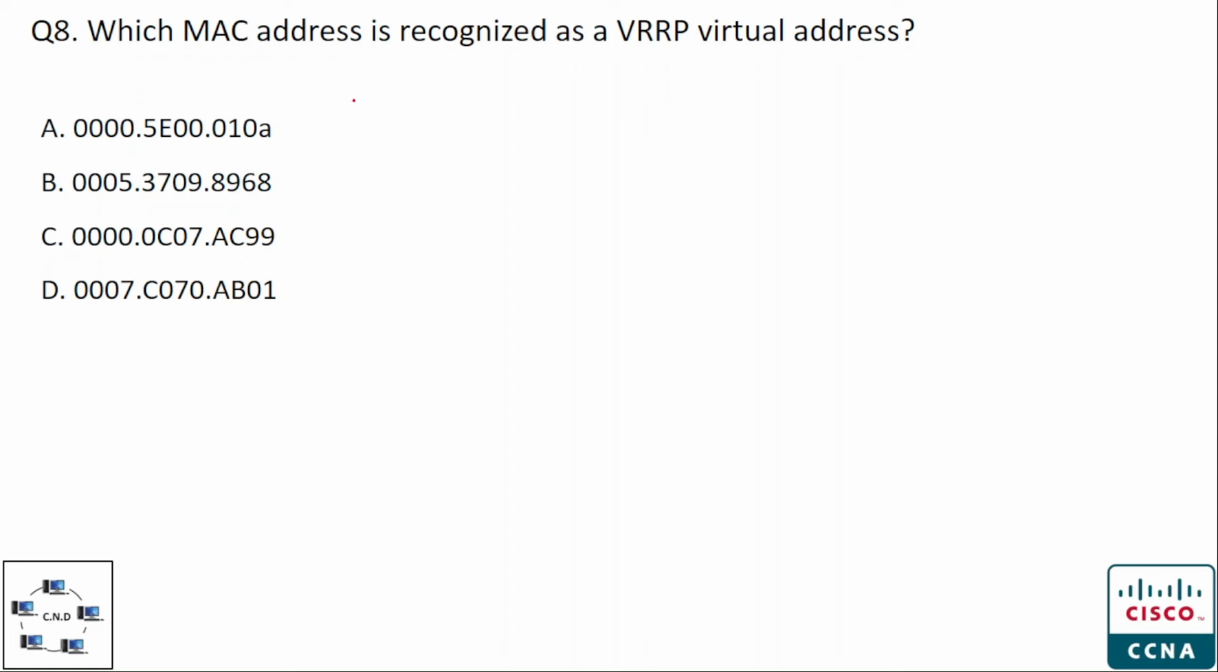Question number 8, which MAC address is recognized as a VRRP virtual address? And the options are option A, 0000.5E00.010A, option B, 0005.3709.8968, option C, 00C0.7AC9.9, option D, 0007.C070.AB01. And the correct option is option A.